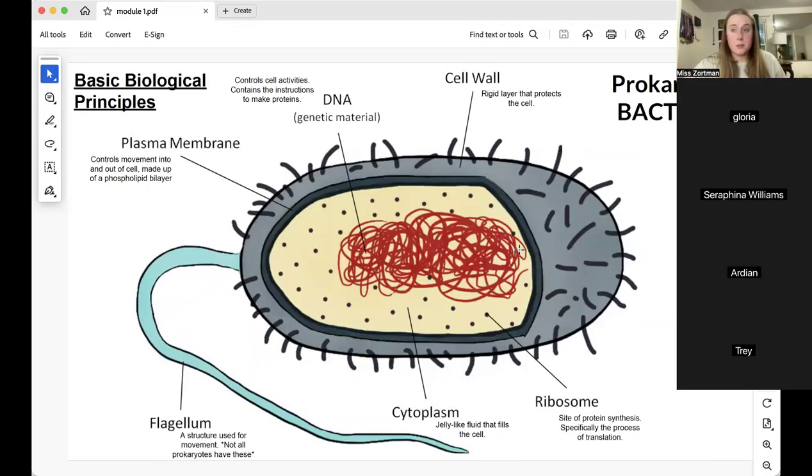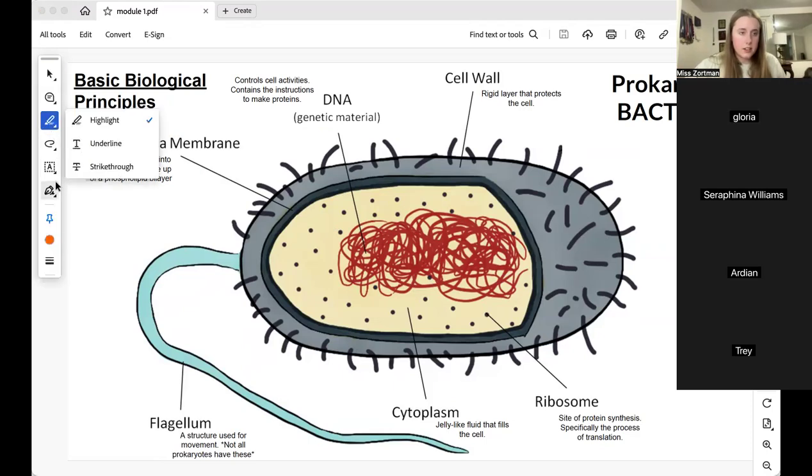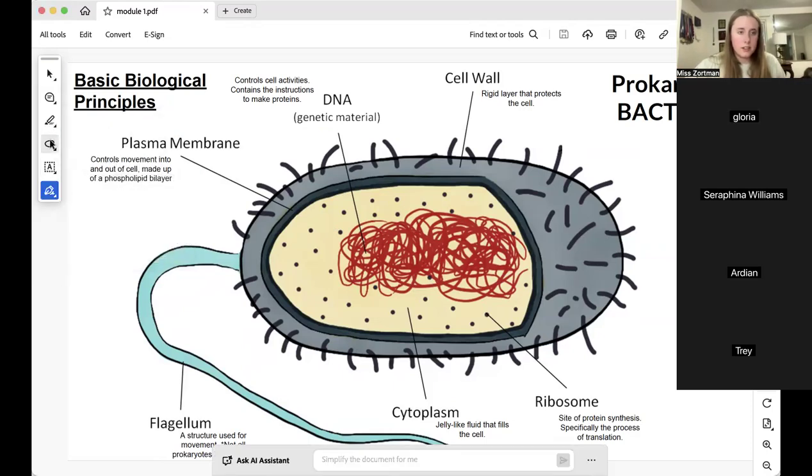Prokaryotes, remember, are your bacteria. The main thing you need to know about prokaryotes, and I've emphasized this a lot in my class, is that pro rhymes with no. There is no nucleus. These red squiggly things are the DNA.